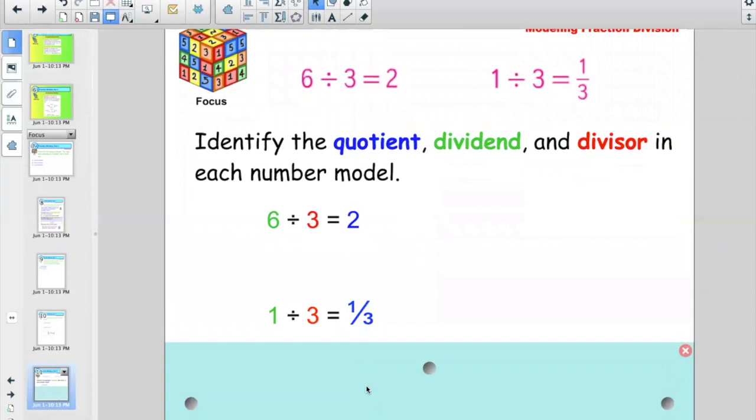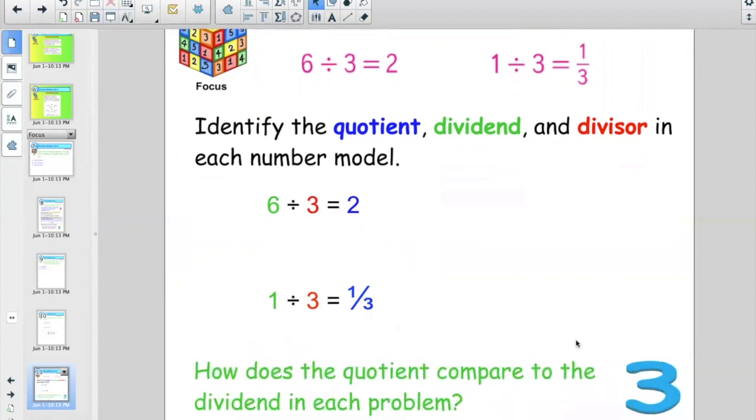And in 1 divided by 3 equals 1/3, our dividend is 1, our divisor is 3, and the quotient is 1/3. In these two examples, how does the quotient compare to the dividend in each problem? Well, in both of these problems, where we're dividing by a whole number, our quotient is a smaller number than our dividend.